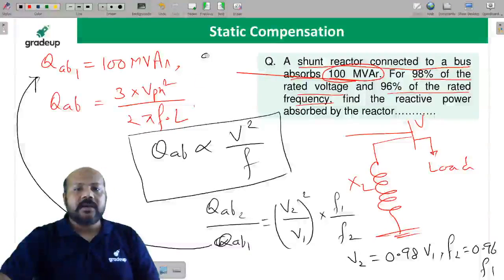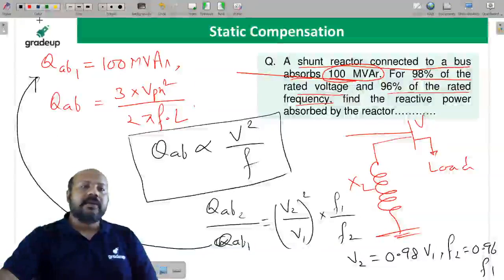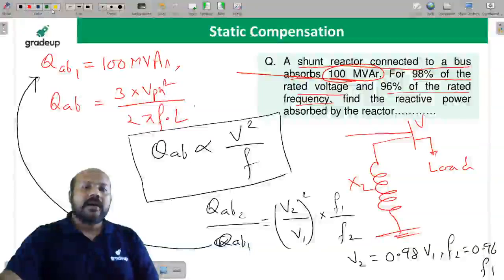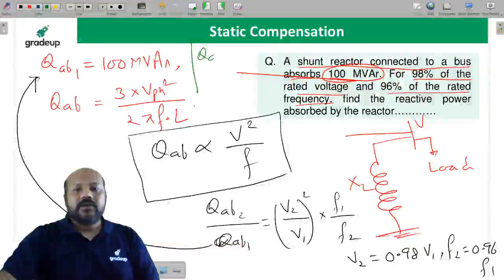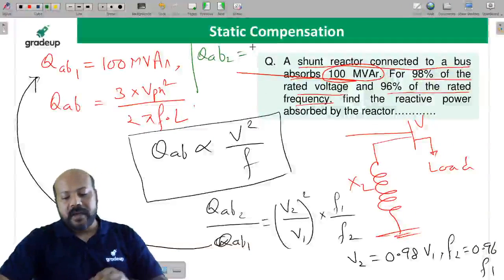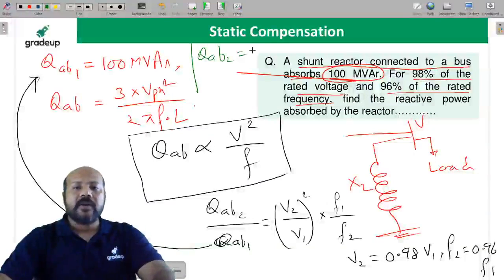I am writing the answer. 2 candidates have given the answer. Rest of you, please confirm this answer. QAB2 you must be getting as 100.04 MVAR.